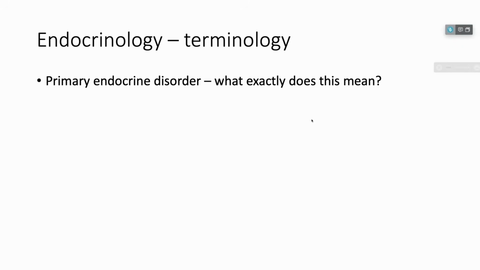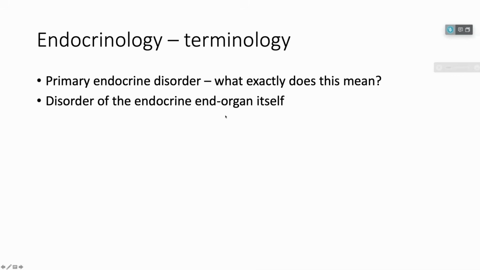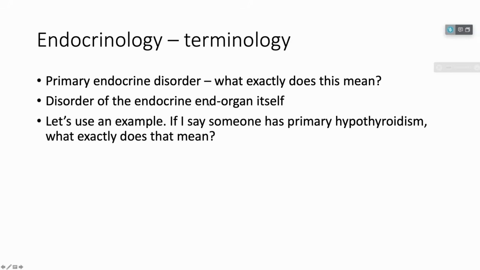So primary and secondary are talking about where the disorder is. Primary is the organ itself. And secondary would be where? Secondary would be anything downstream of the organ. Actually, upstream. So primary means it's a disorder of the end organ itself, right?